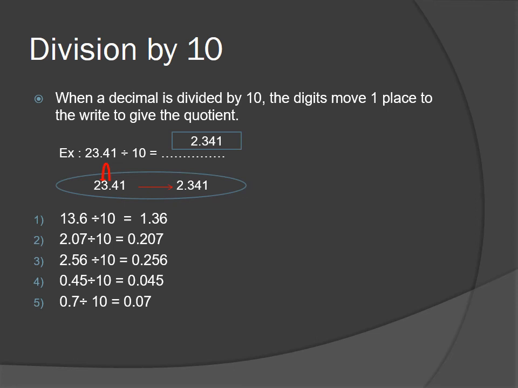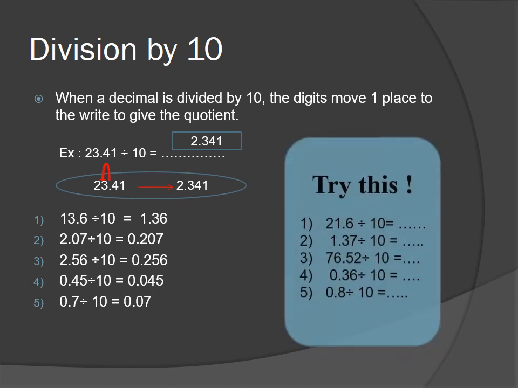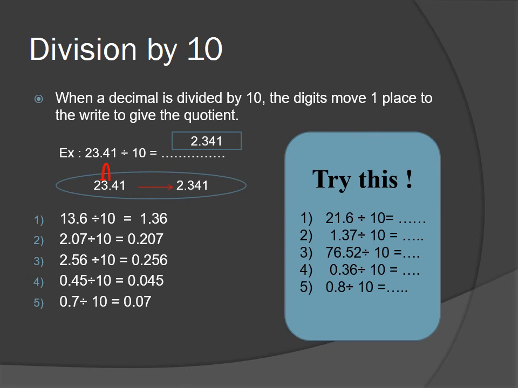If you divide 0.7 by 10, you can get the answer as 0.07. It means every time we are getting the answer for the division by 10, you want to move the decimal point one place to the left. Again, I mentioned 5 questions. You can try to get the answers for these 5 questions.